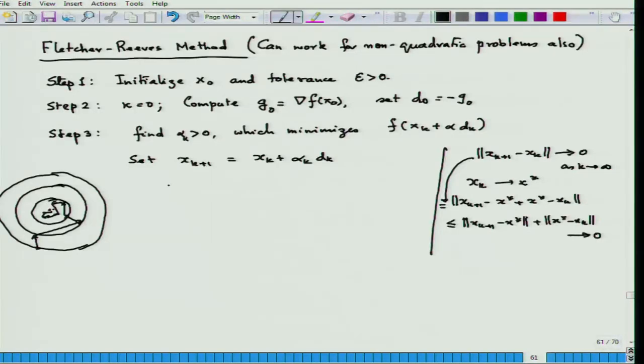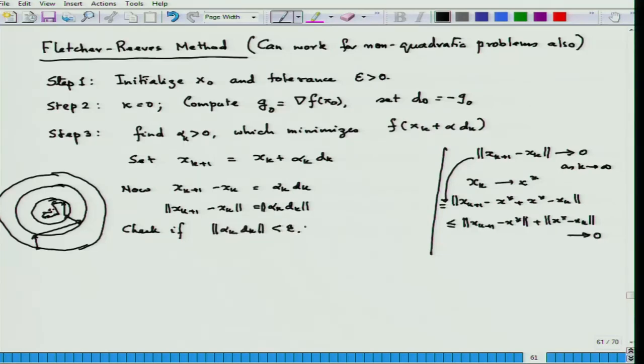So, what I do now: x k plus 1 minus x k is equal to alpha k d k, and so norm of x k plus 1 minus x k is norm of alpha k d k. So, basically you really do not have to bother about x k plus 1 at first; you just take alpha k d k and check if norm of alpha k d k is strictly less than epsilon.